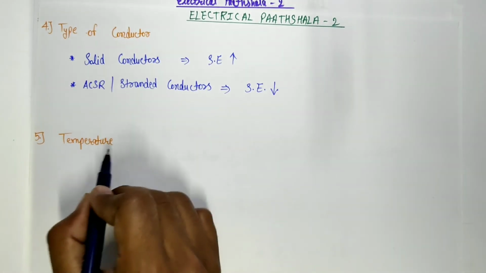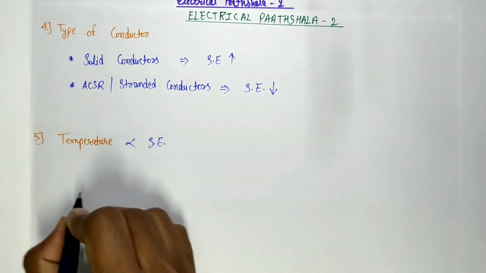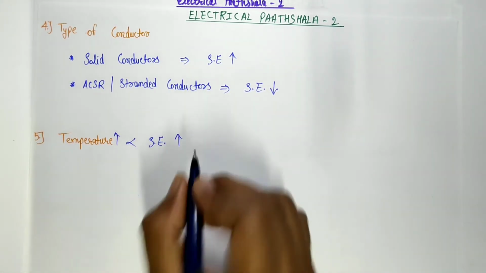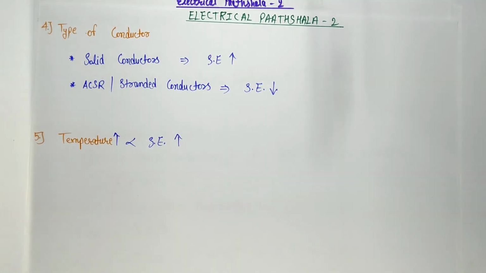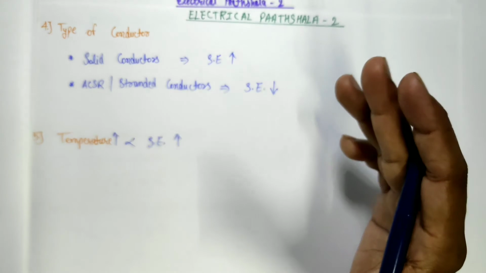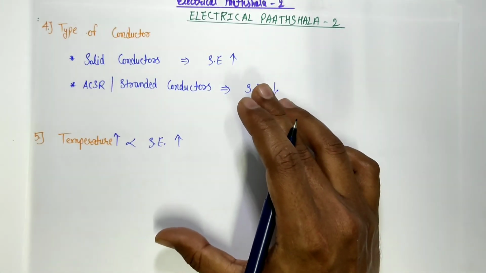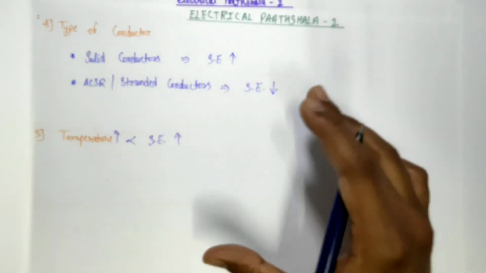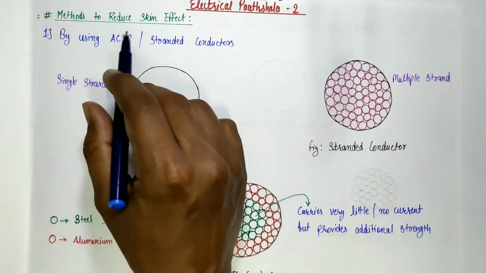So our final factor is temperature. The temperature is directly proportional to skin effect. It means that if temperature is higher, then skin effect will also be higher. So these were the factors on which skin effect depends. So guys, now we know there are so many disadvantages of skin effect, and we also know the factors on which skin effect depends. So we should know the methods by using which we can reduce the skin effect, which is our next topic, the methods to reduce skin effect.